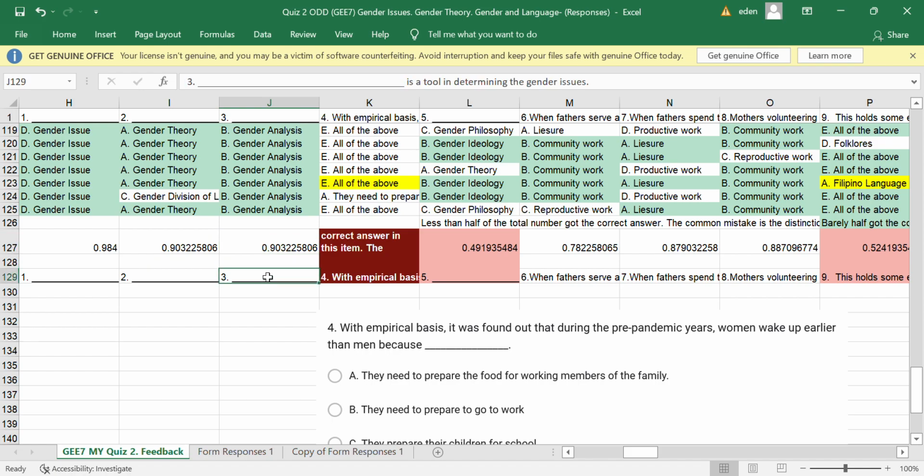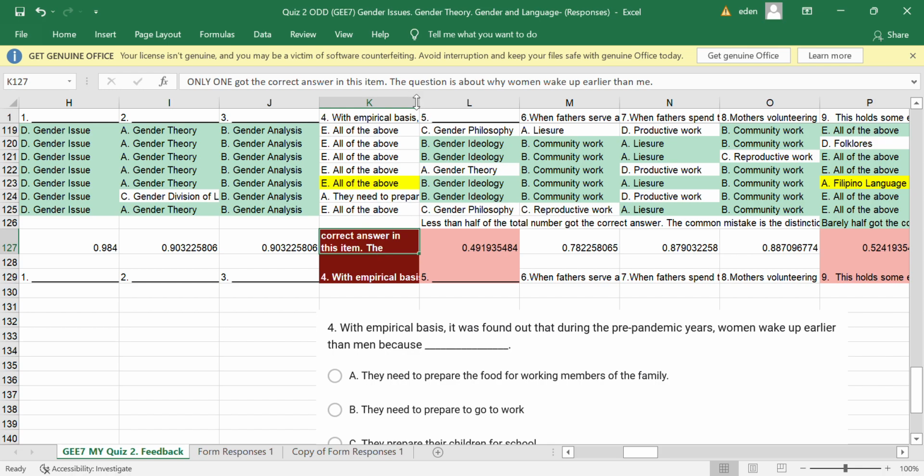So the outcome in the first three questions was quite high. This one is about gender analysis being the tool to determine gender issues. Now, item number 4 is where you made the worst performance. Here, there was only one person who got the answer correctly.